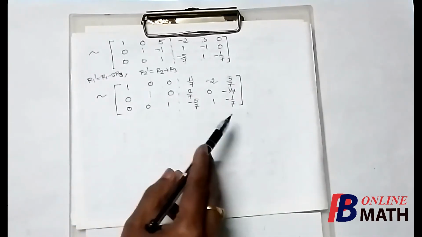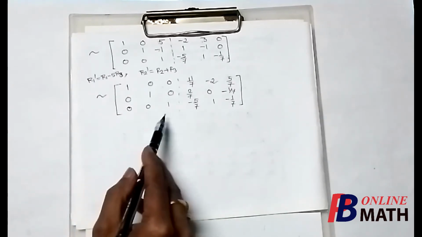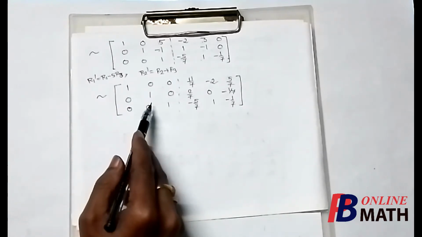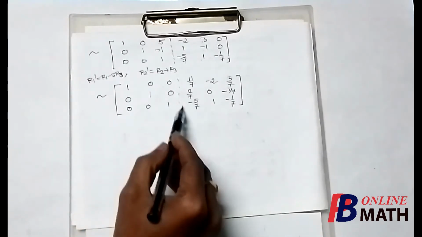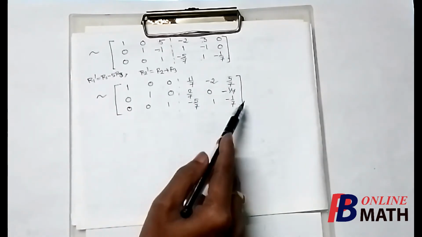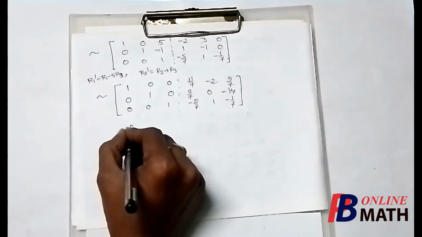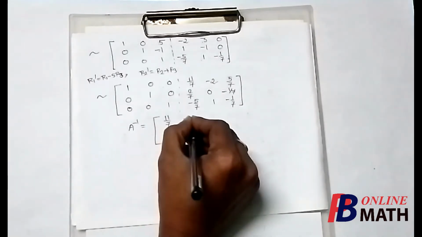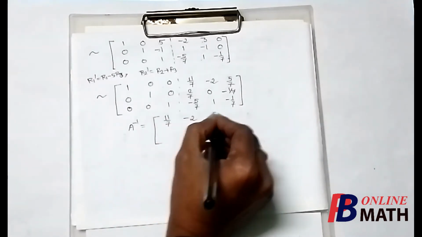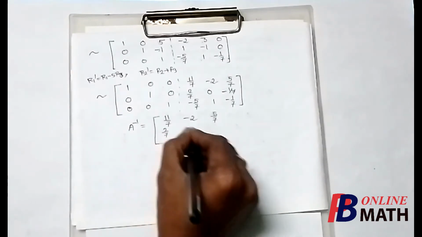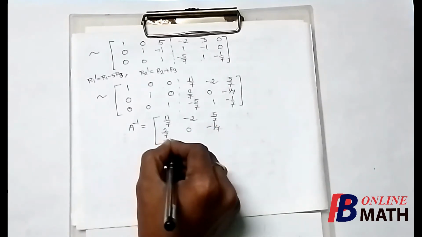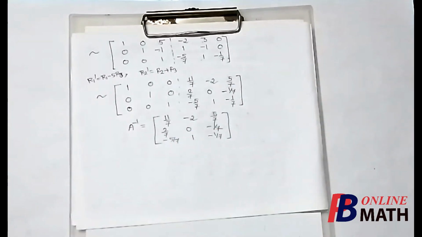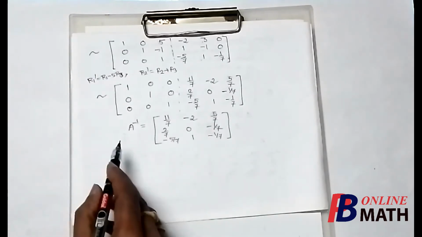So here we have found that the left hand side of the augmented matrix has become the identity matrix. So the right hand part, this must be the inverse of the coefficient matrix. So here we have obtained that A inverse, this is nothing but this matrix, 11 by 7, minus 2, 5 by 7, 2 by 7, 0, minus 1 by 7, minus 5 by 7, 1, minus 1 by 7. So this is the A inverse matrix.